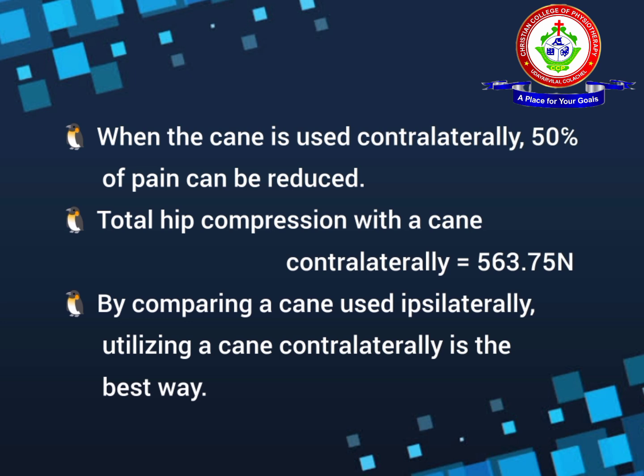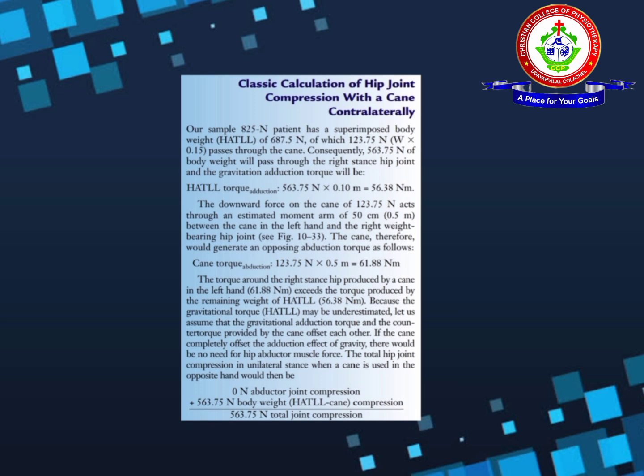So by comparing with a cane used ipsilaterally, utilizing a cane contralaterally is the best way. So, as a therapist, prefer the patient to use the cane contralaterally. Here, you can see the calculation of hip joint compression with a cane used contralaterally.